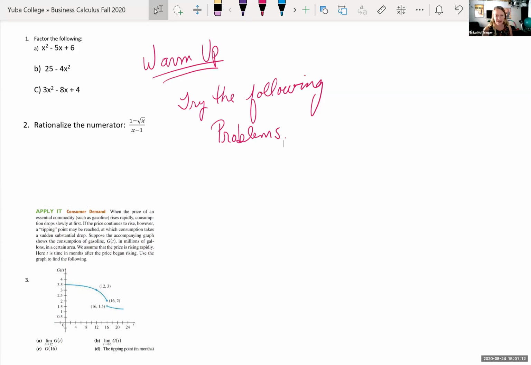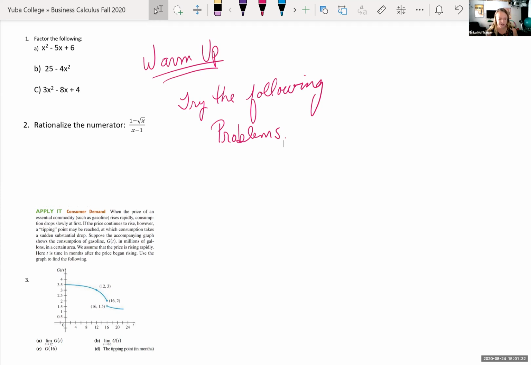Okay, so we're in our second week of business calculus, or calculus for social science and life sciences. We started looking at limits last week and looking at them graphically, so looking at a graph and finding where the limit was going to if it exists. Now we're going to look at limits algebraically.